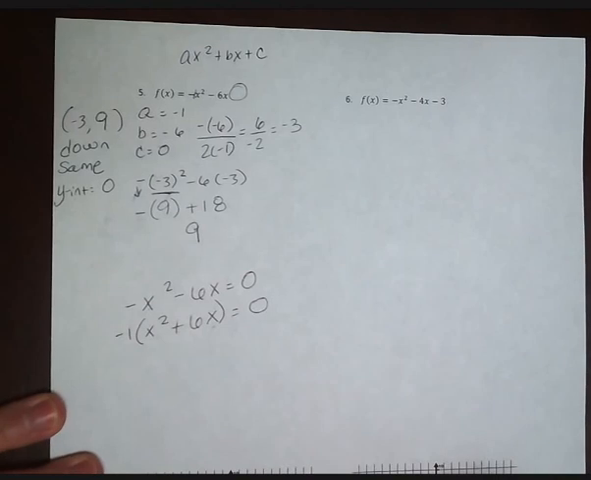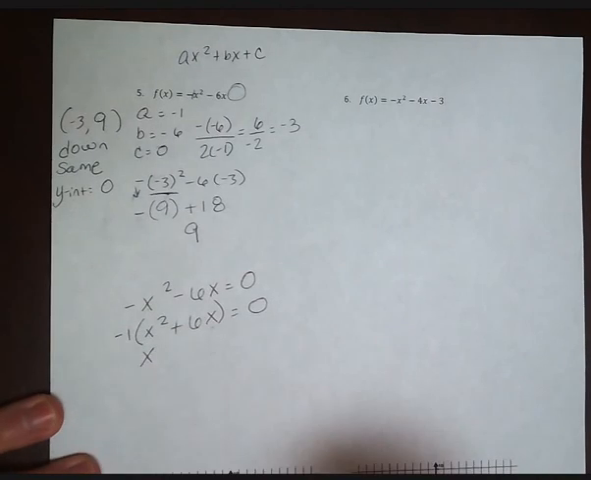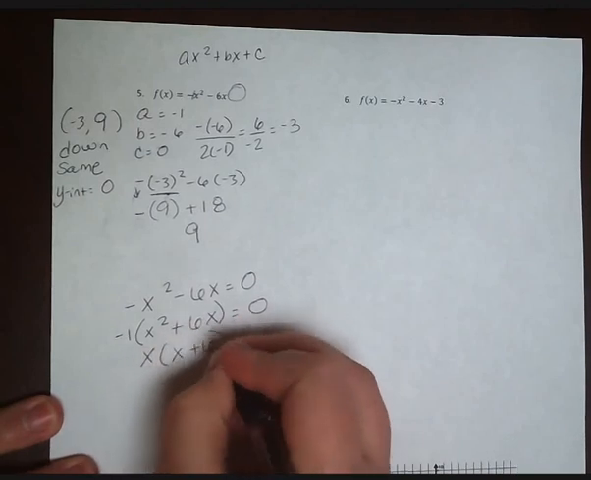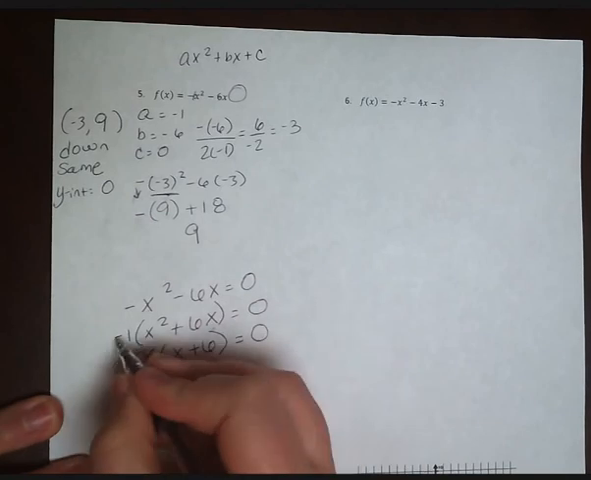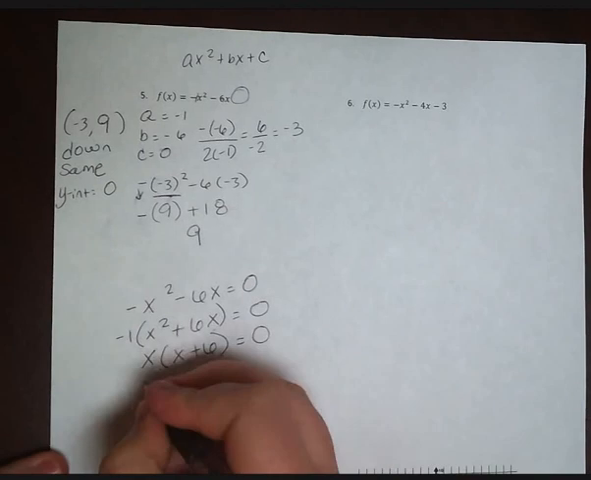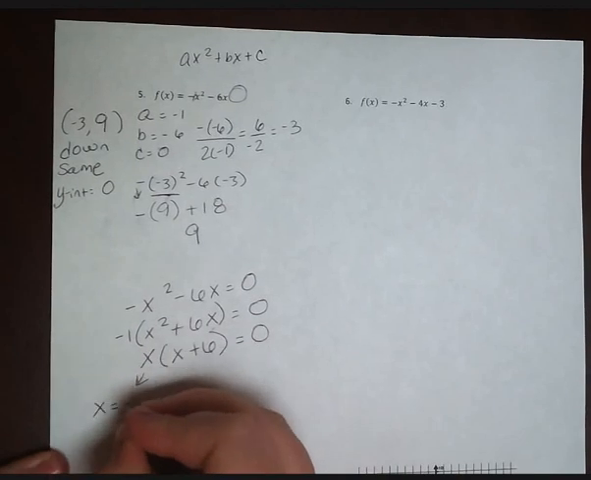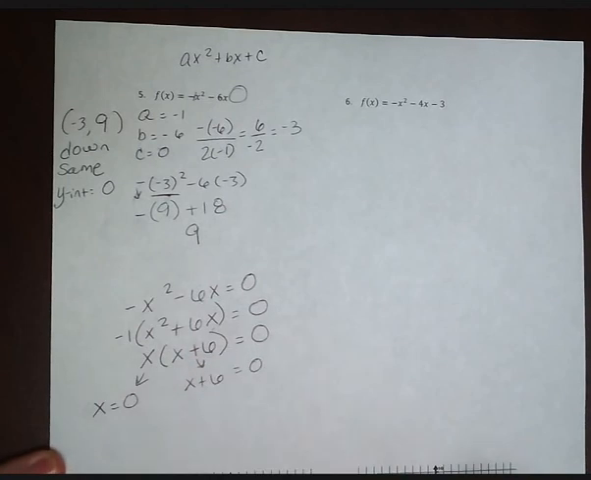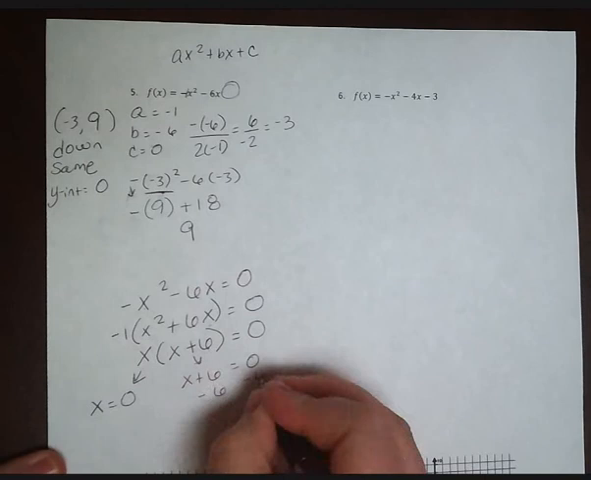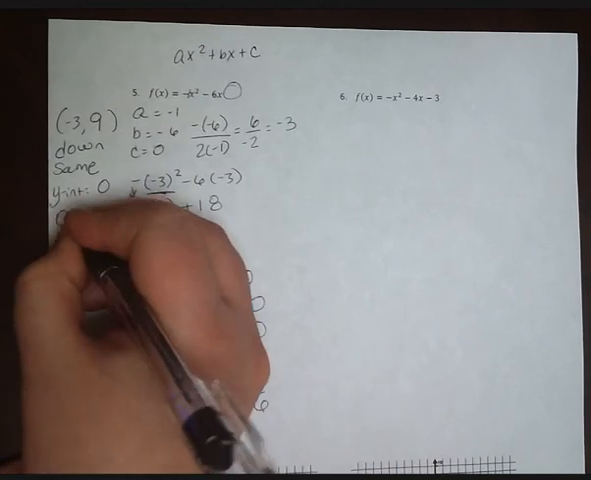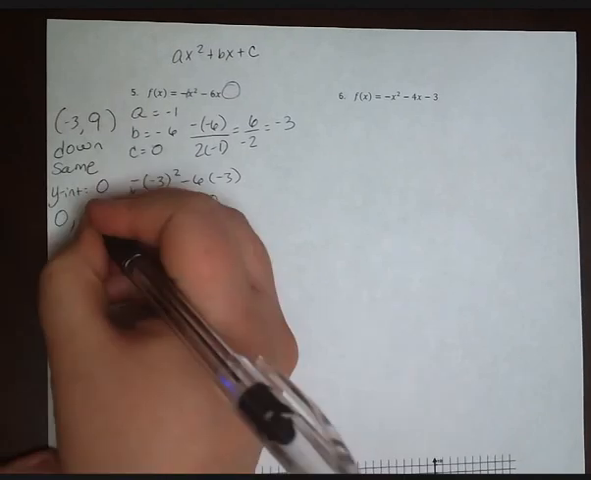Now we factor. You can pull out an x as well, and you can be left with an x plus 6. So we actually should have taken out a negative 1x, but we still got the same answer. So we're going to take our x and set it equal to 0, and our x plus 6 and set it equal to 0, and then solve. So our x-intercepts here are going to be a 0 and a negative 6.